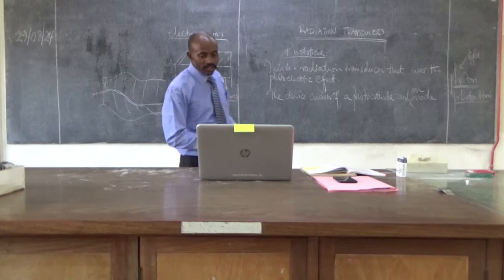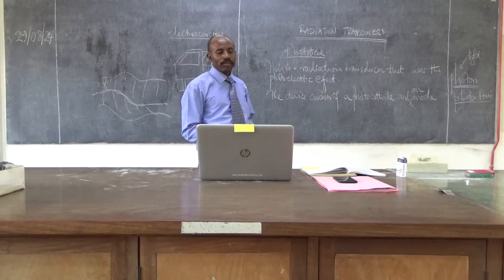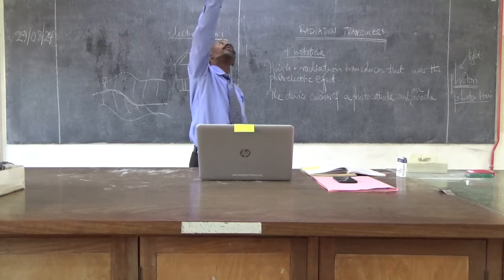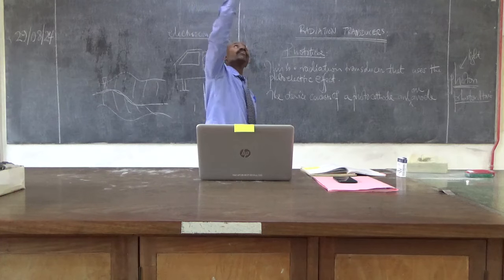So this is the photocathode and an anode enclosed in a glass vacuum tube. This glass here is a vacuum enclosure.